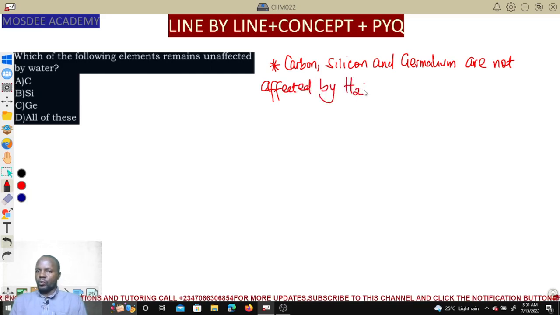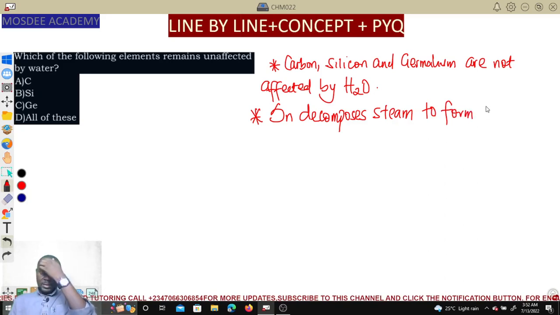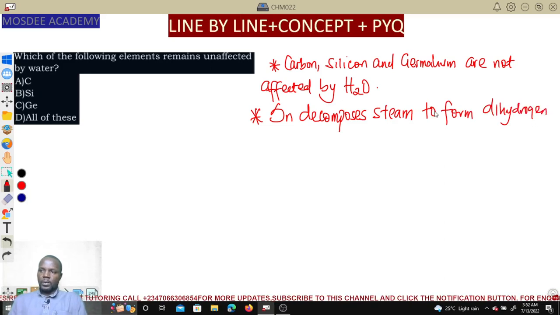Water is H2O. I'm taking this slow and steady, line by line. It is enough for you to pass any exam, to be honest. Now, you can also write tin, that is Sn. Tin decomposes steam to form dihydrogen and dioxide.